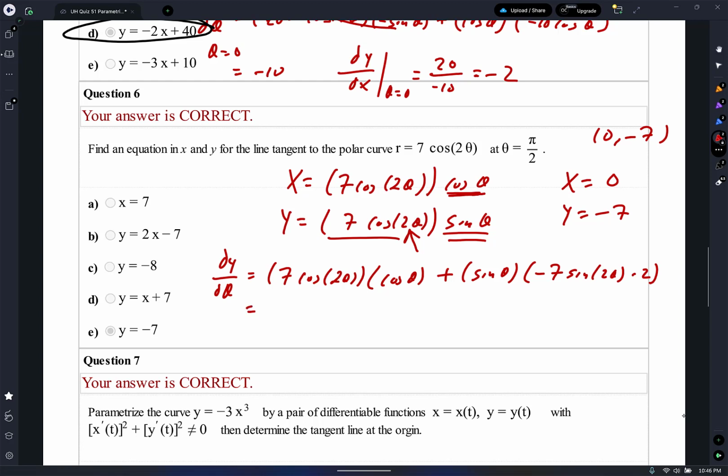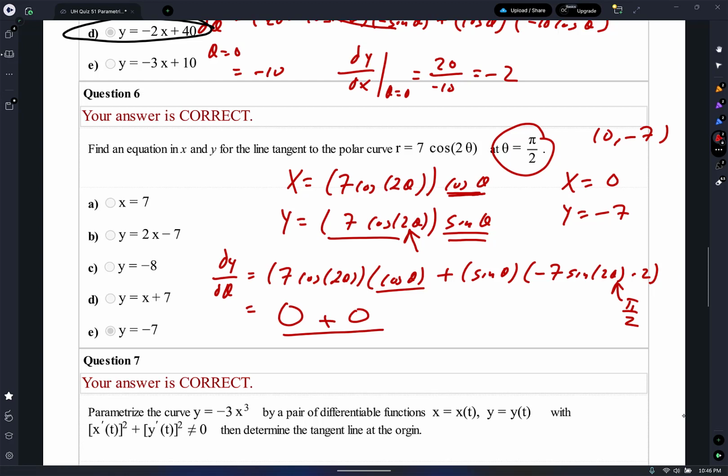I'm plugging in pi over 2. Cosine of pi over 2 is 0, so I get 0 there. Plus sine of pi over 2 is 1. Again, if I plug in a pi over 2 in here, the 2's cancel out and you get sine of pi, which is 0, and 0 times anything is 0. So there it is, guys. I got a 0 for dy d theta, so my slope is 0, but you got to make sure that your dx d theta is not 0 as well.